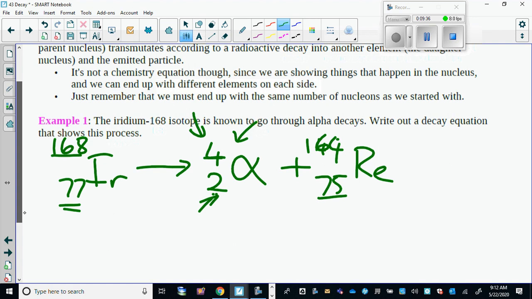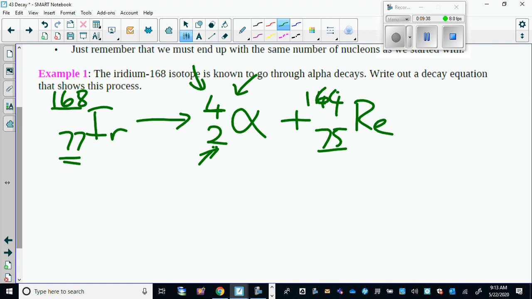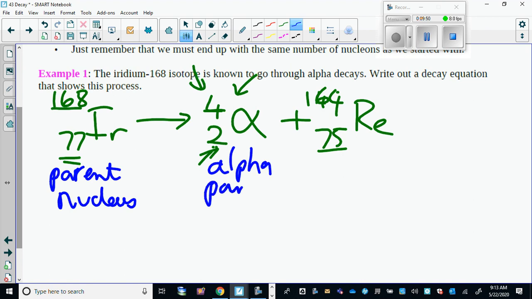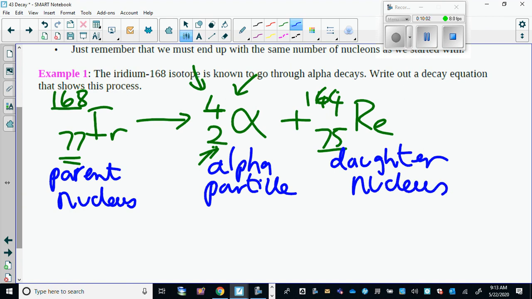And we do have names for all these. This is called the parent nucleus. This is obviously the alpha particle, and the resultant is the daughter nucleus. So you may see that terminology when you're dealing with alpha decay and beta decay.